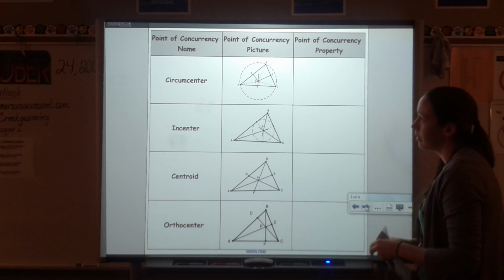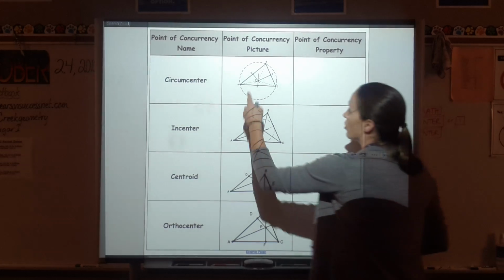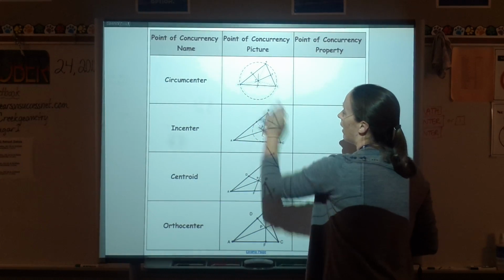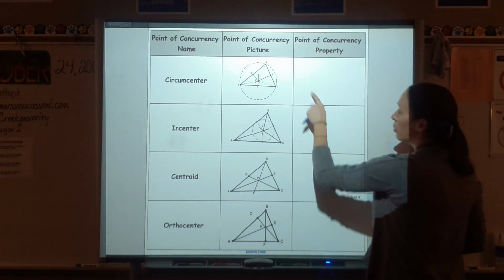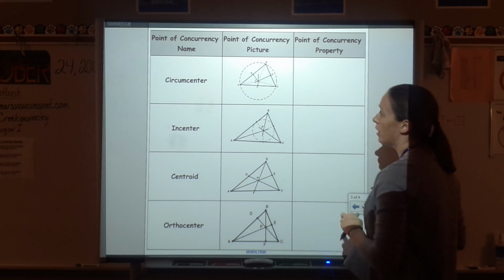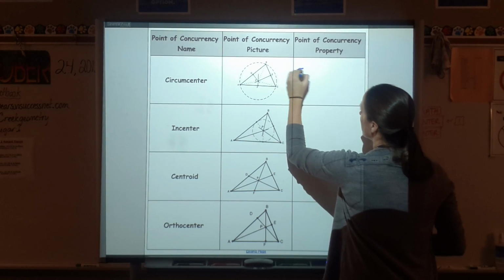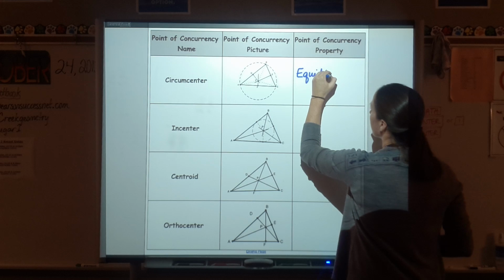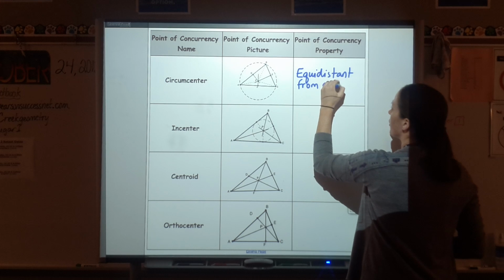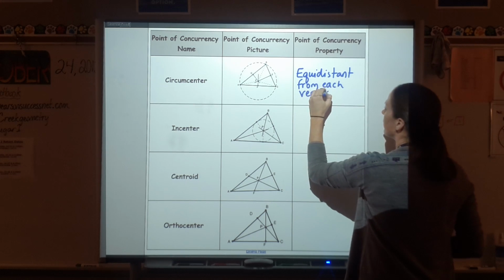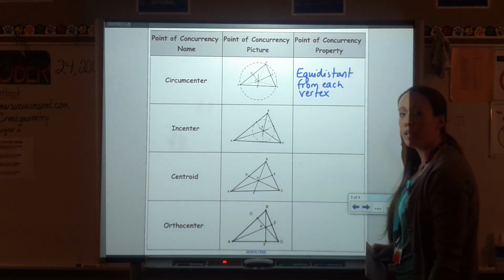Starting off at the top, let's talk circumcenter. Your circumcenter is created by your perpendicular bisectors. So DP, PE, and FP are all perpendicular bisectors of that triangle. There is a unique property of point P created by the perpendicular bisectors, and that is that it is equidistant from each vertex. Point P, the circumcenter, is equidistant from each vertex.